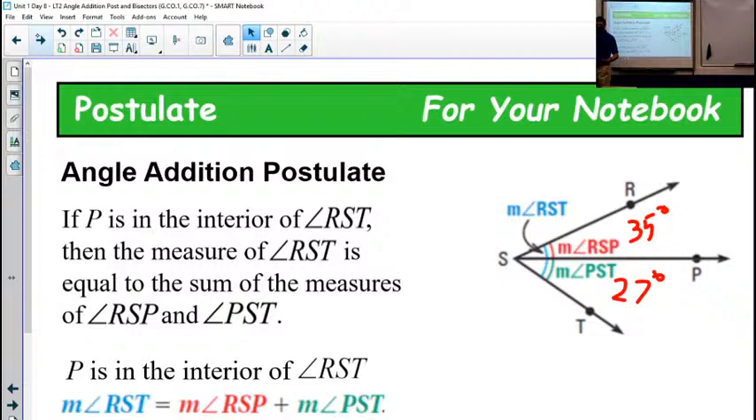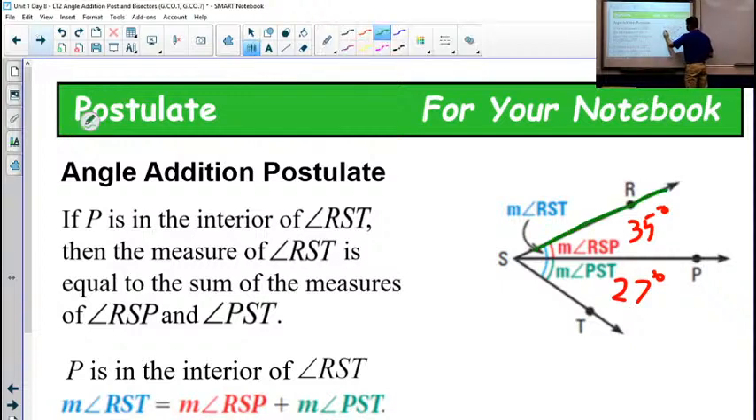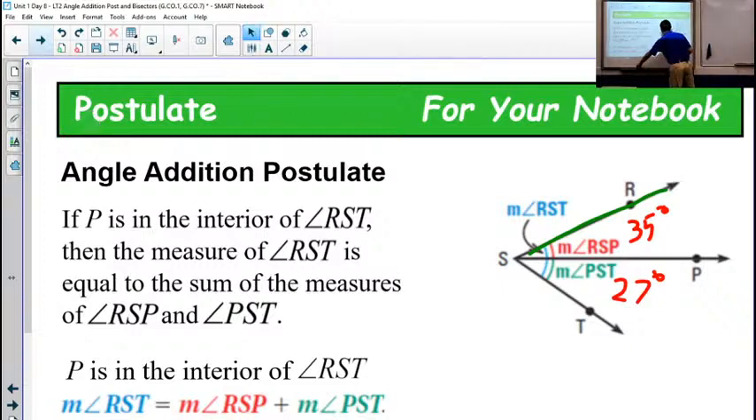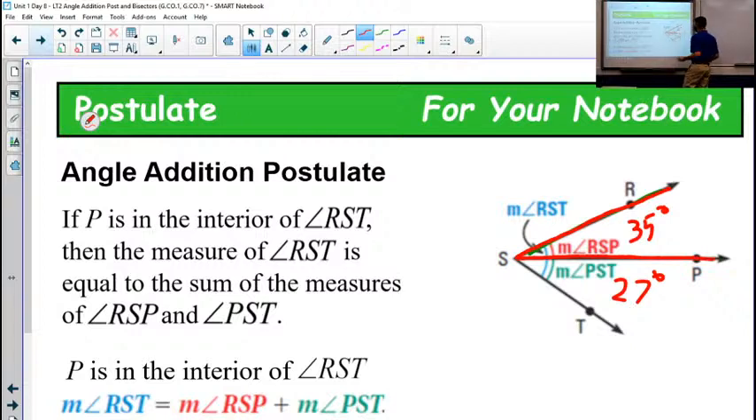So we add the pieces of the angle together to get the whole thing. That means that if I know that angle RSP, R to S to P, would be this angle, let's use red, R to S to P, 35 degrees, and I knew that P to S to T, the angle in green here, was 27 degrees.